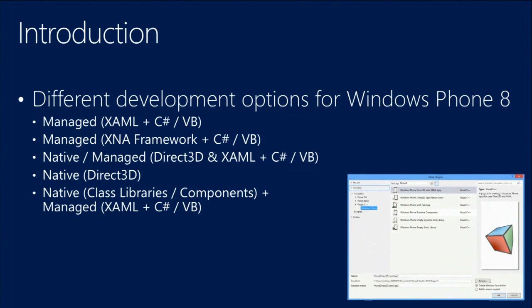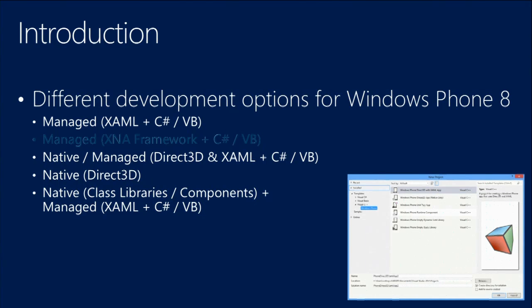You can also develop game-type applications using Direct3D in combination with either XAML and C# or VB.NET, or native Direct3D applications only. Those are exclusive for Windows Phone 8, so that doesn't run on Windows Phone 7.x. And they are typically targeted towards game developers. Not necessarily something we're going to spend a lot of time on at this conference, but I'm going to show something at least about it. And you can develop class libraries and components in managed and native code.